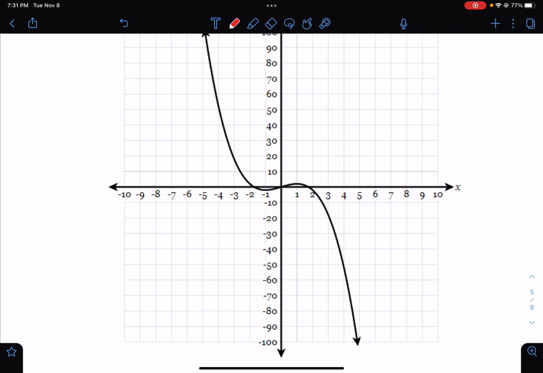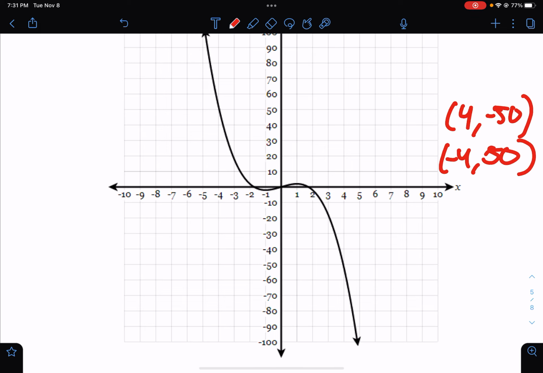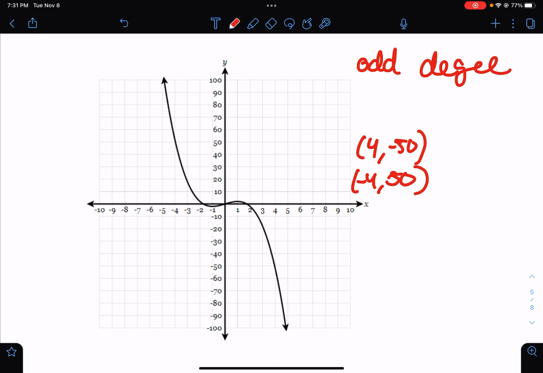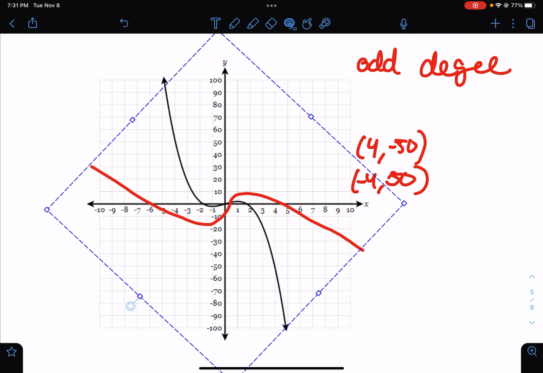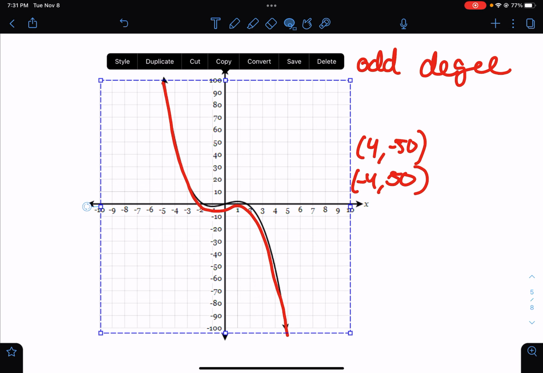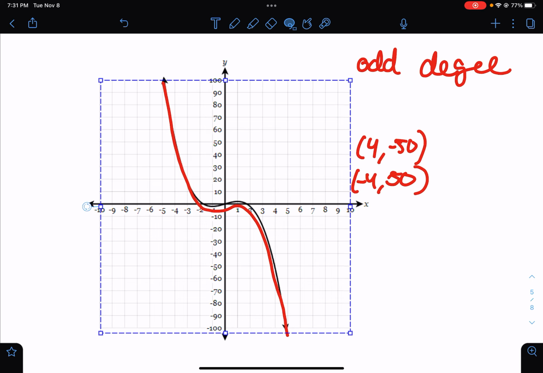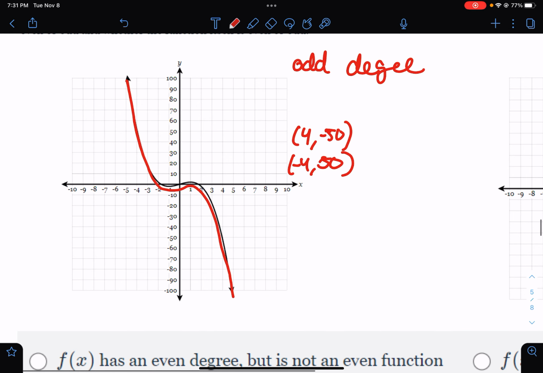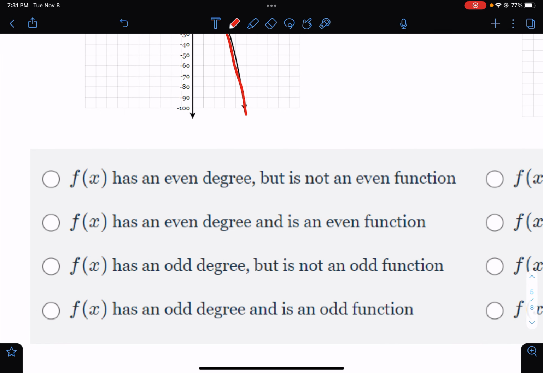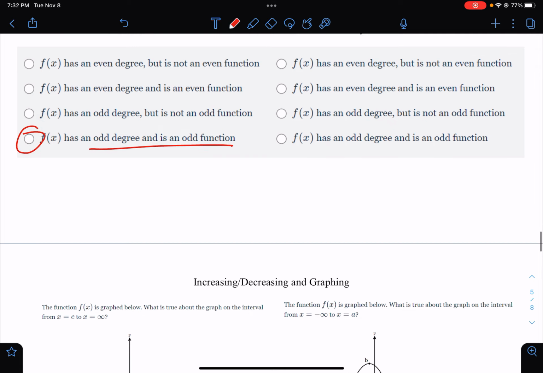I'm sorry, I'll write out the points so you can actually see. So for a positive 4, we go to negative 50. For a negative 4, we go to positive 50. So you can see that there's that symmetry there about the origin. And I can even double check by trying to do my little turny thing here. All right, we rotate. And again, I'm not perfect with it, but you can see that it does have that rotational symmetry. So this one is actually an odd degree and an odd function. So that's going to be our answer there.